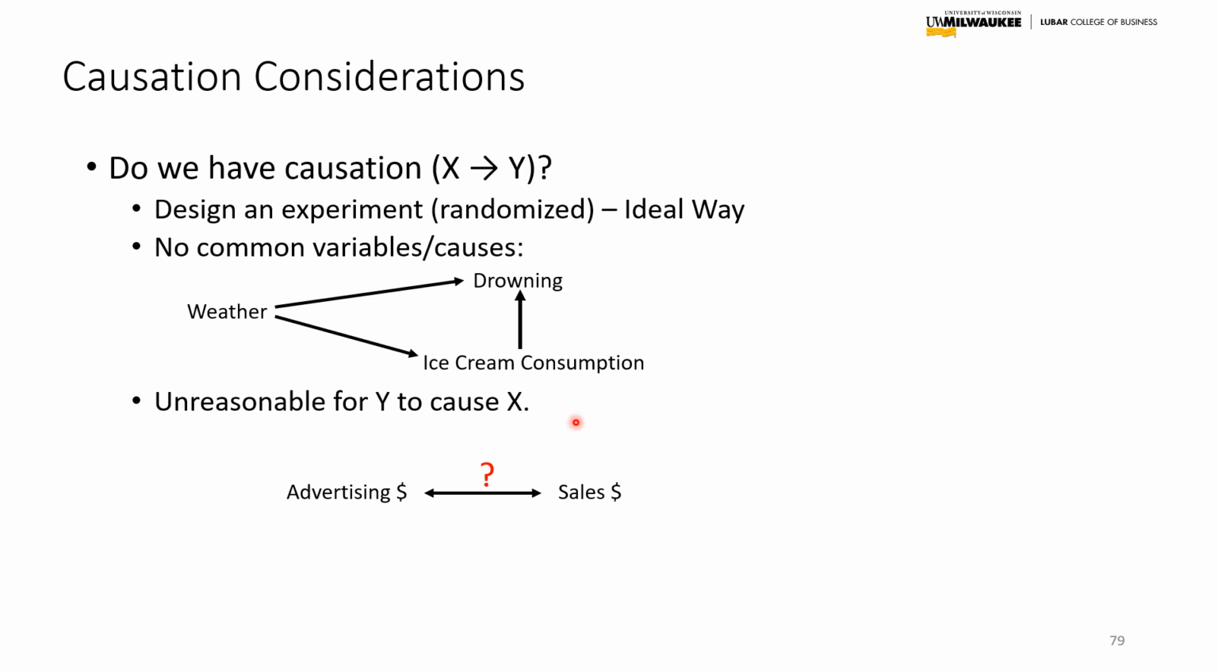Here's another thought process. If you want to talk about X causing Y, you need to demonstrate that it is unreasonable for Y to cause X. Suppose we're looking at the relationship between advertising and sales, and we find a positive relationship.